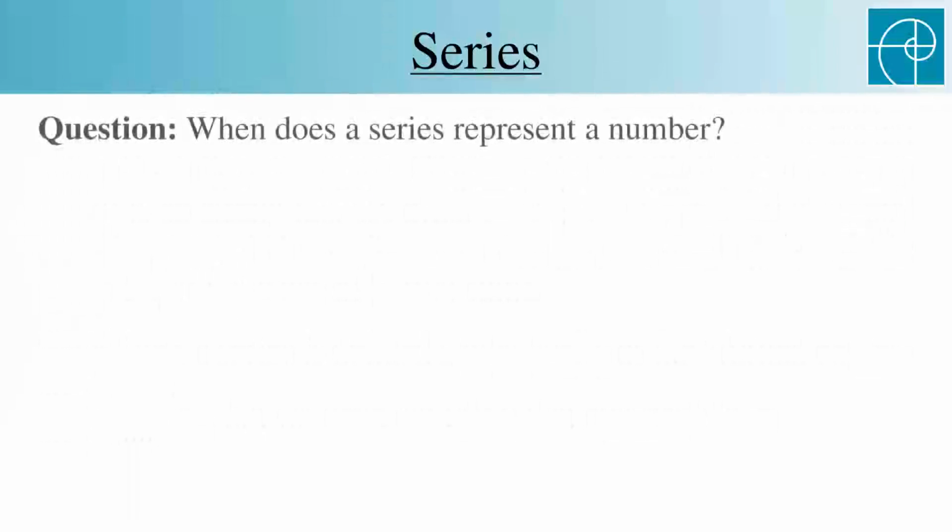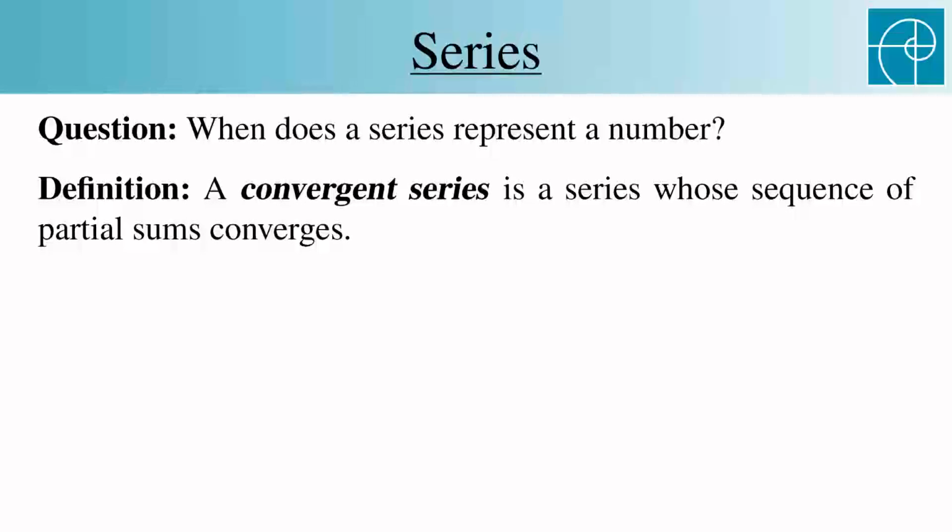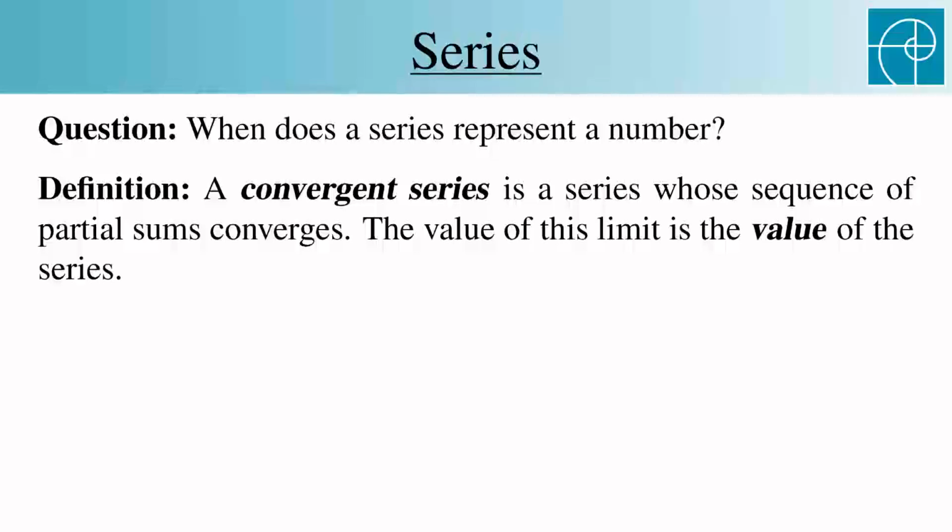A question naturally arises, namely, when does a series represent a number? Since a series is a sequence, the answer is in terms of sequences. A convergent series is a series whose sequence of partial sums converges. The value of this limit is the value of the series. All other series are divergent.